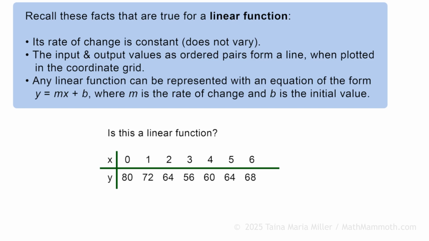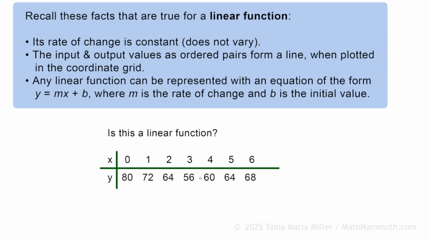We have a table of values, we don't have a graph, and we don't have an equation. So we're going to look at this first point. Is its rate of change constant? Okay, when x changes by 1, then does the y always change at the same rate? The y changes, it goes down 8, minus 8 here. Also here, it decreases by 8, then suddenly increases by 4, increases by 4. So no, this is not a linear function.